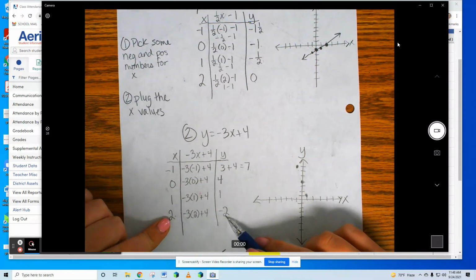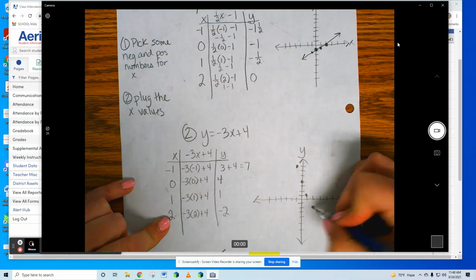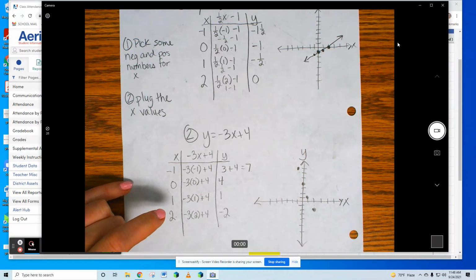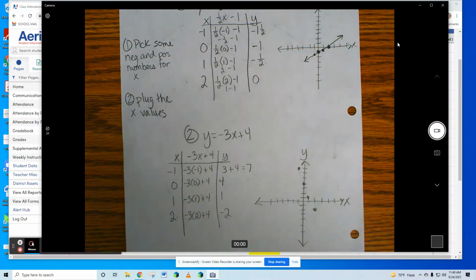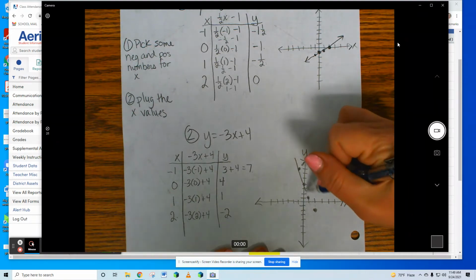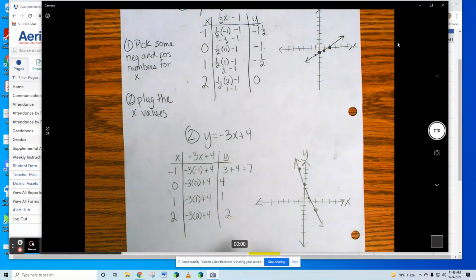2, comma, -2. So, straight line. It's good. It's linear. Connect the dots.